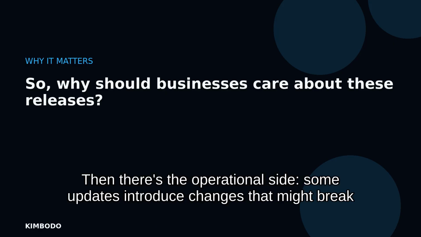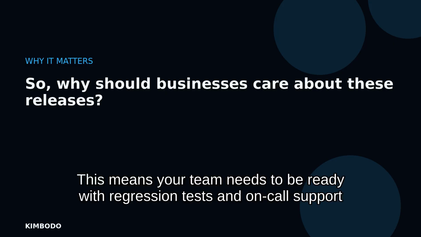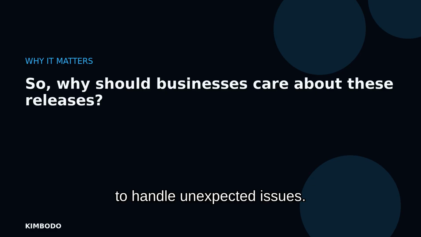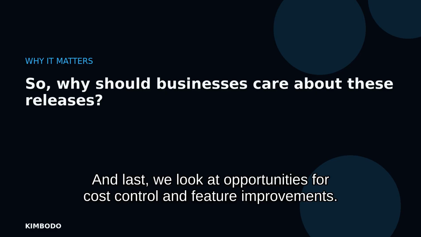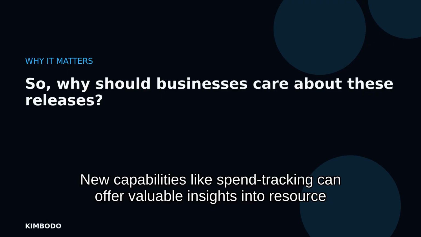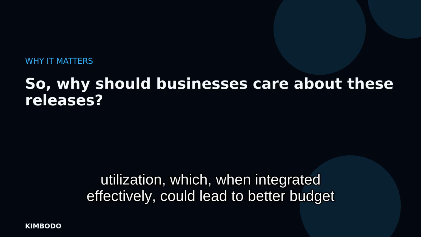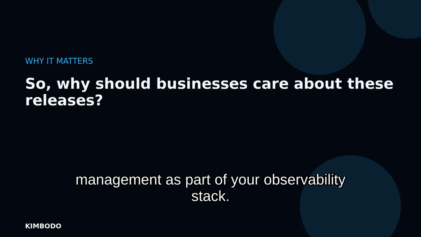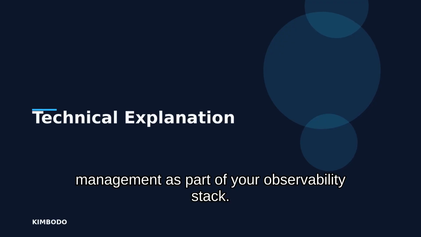Then there's the operational side. Some updates introduce changes that might break existing functionalities. This means your team needs to be ready with regression tests and on-call support to handle unexpected issues. And last, we look at opportunities for cost control and feature improvements. New capabilities like spend tracking can offer valuable insights into resource utilization, which, when integrated effectively, could lead to better budget management as part of your observability stack.